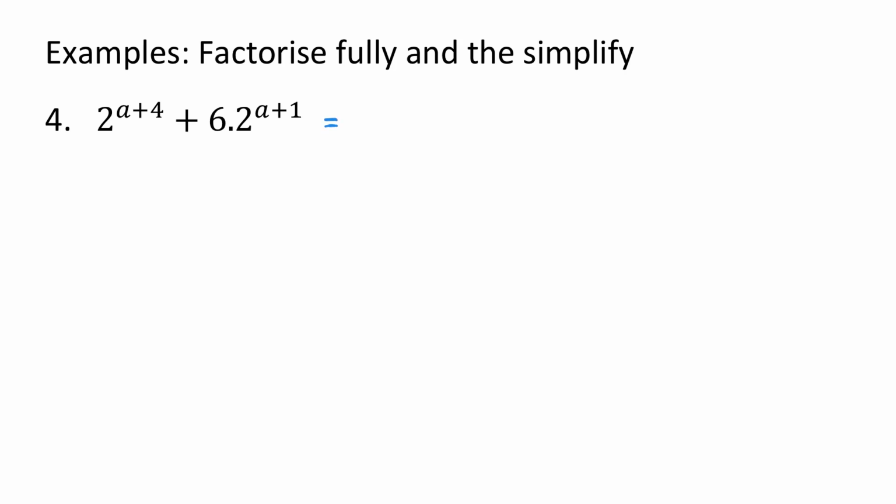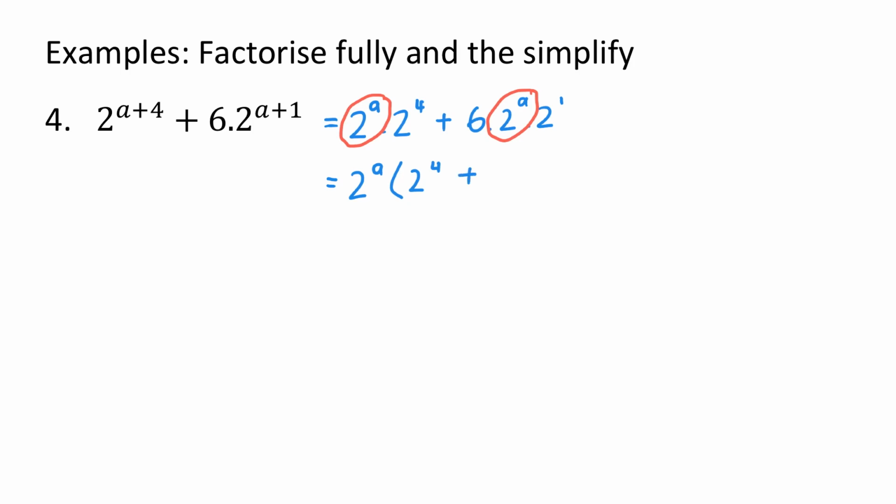Now again, let's split up what's going on here. So I get 2 to the power of a times 2 to the power of 4 plus 6 times 2 to the power of a times 2 to the power of 1. Now, if I take out just a common factor, I'm not going to take out the highest common factor. I'm just going to take out 2 to the power of a as the common factor. I'm going to get 2 to the power of a. First term in the brackets is 2 to the power of 4. And second term in the brackets is 6 times 2, which gives me 12. I can then simplify that. 2 to the power of 4 is 16 plus 12. And so I get 28 times 2 to the power of a.